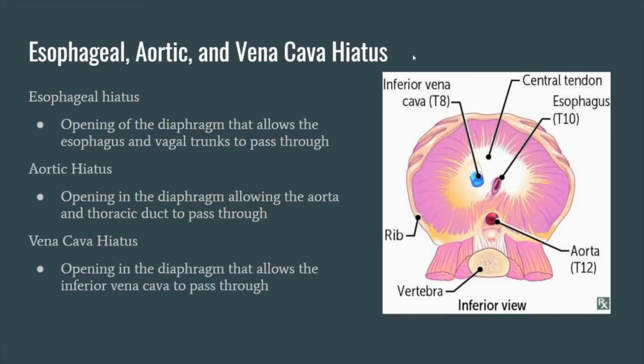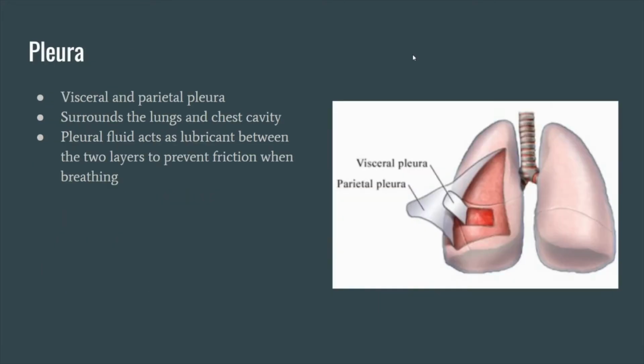So we have the esophageal hiatus, which is an opening in the diaphragm that allows the esophagus and vagal trunks to pass through. The aortic hiatus allows the aorta and thoracic duct to pass through, and the vena cava hiatus allows the inferior vena cava to pass through.